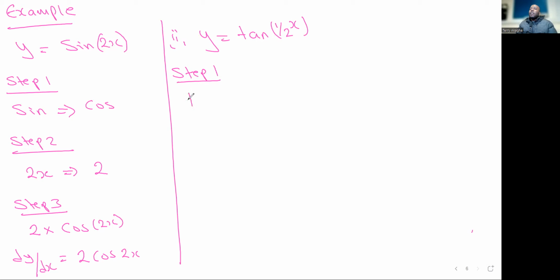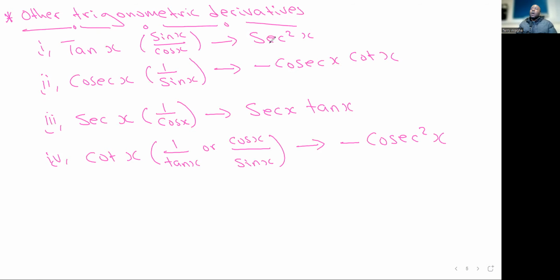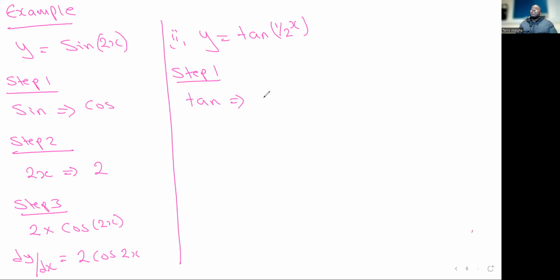When you differentiate tan, what will it give you? It should give you sec squared. So when you differentiate tan, it's going to give you sec squared. Step 2, we have the elements in the bracket. So we have 1 over 2x. And when you differentiate 1 over 2x, please go and check the power rule. It's going to give you 1 over 2.